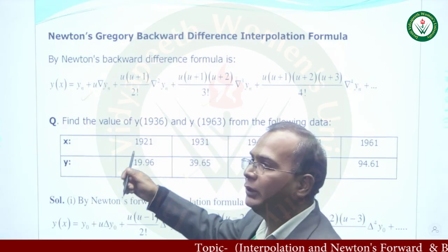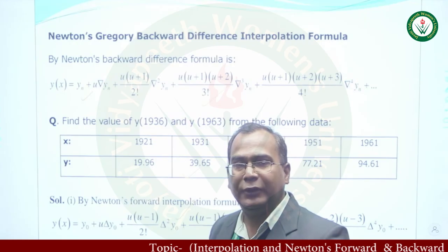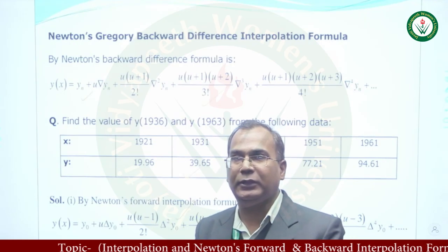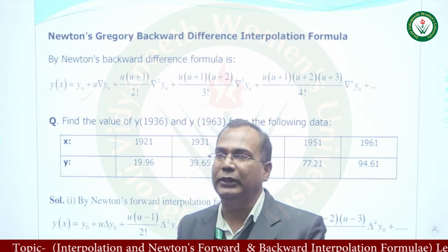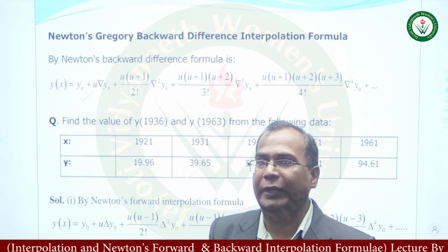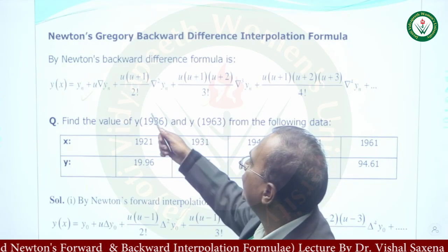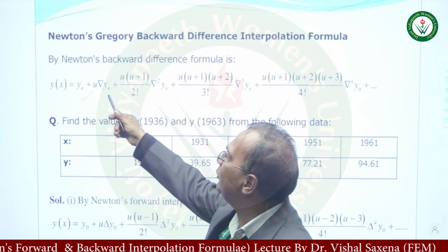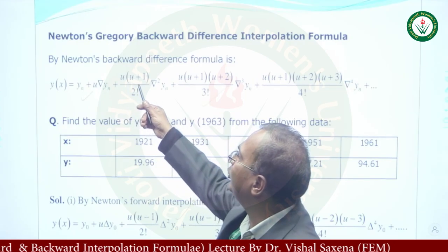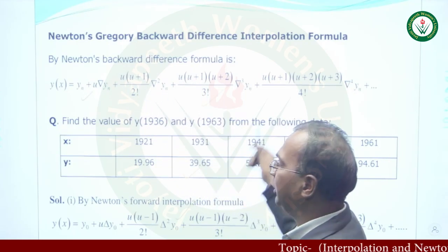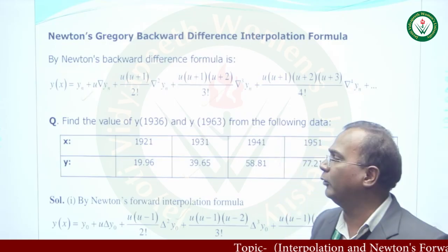It should be taken at the last value, or it can be taken as the value which is coming next to the value of x at which the function is to be calculated. So yn plus u into nabla yn plus u into u plus 1 upon factorial 2 nabla square yn, and so on. Look at the difference among these two formulas here.